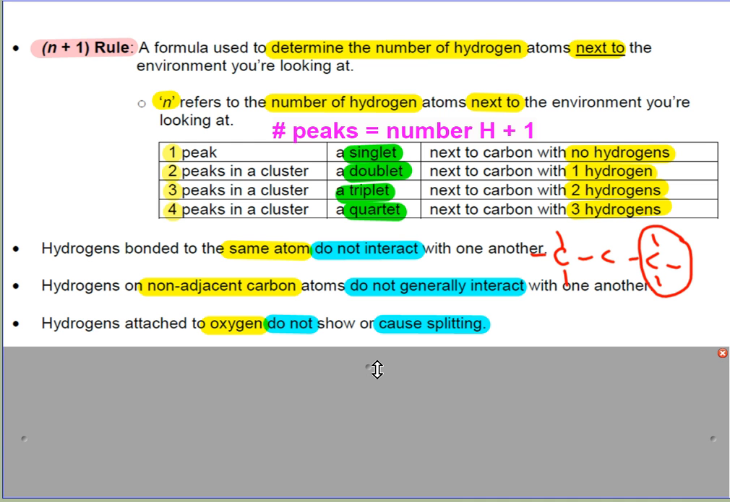Next, if you have hydrogens attached to an oxygen that is directly adjacent to your environment, these are not going to show any splitting of your peak. So again, let me draw this real quick. If we are looking at the hydrogens here in this environment, and we've got, say, an alcohol group, this hydrogen would not register on the H NMR peak. We would consider this to be 0 hydrogens, and we would see a singlet here.